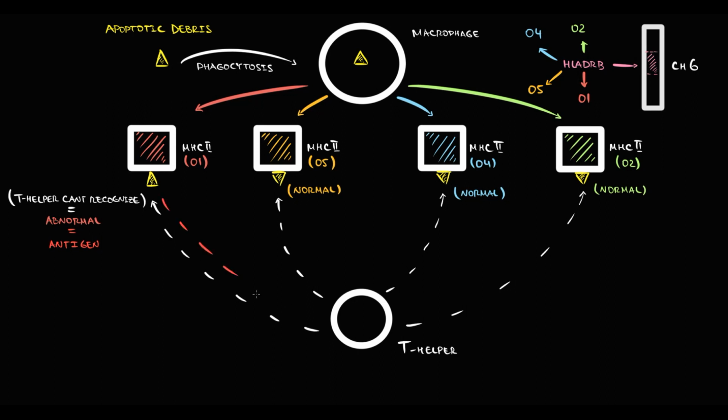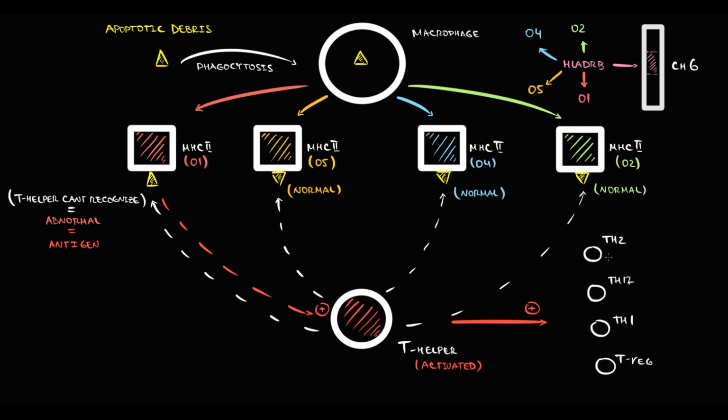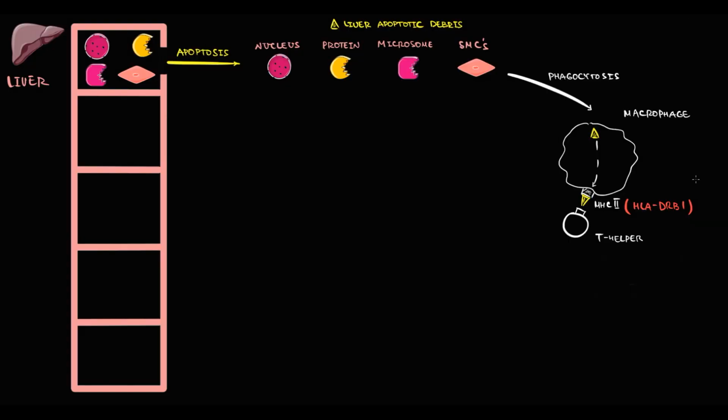In response to any antigen, T helpers immediately become activated, and subsequently they differentiate into different subtypes that will induce massive inflammation inside the liver tissue. So in individuals that have HLA-DRB1 allele, MHC2 receptor presents liver apoptotic debris in an abnormal way, and because of this, T helpers recognize it as antigen, and in response to antigen, T helpers become activated.